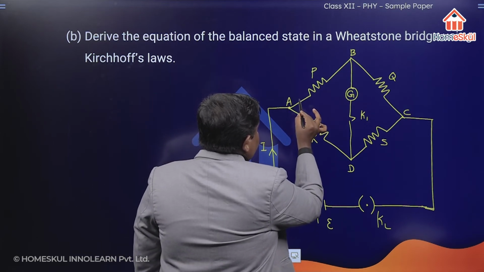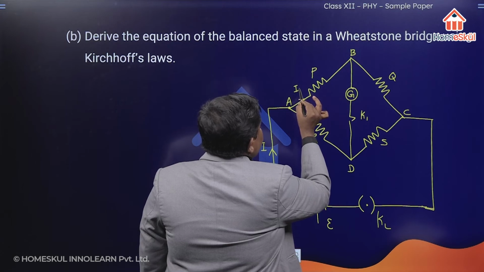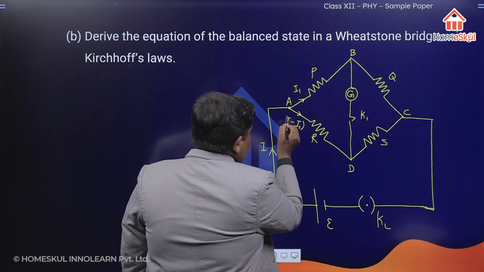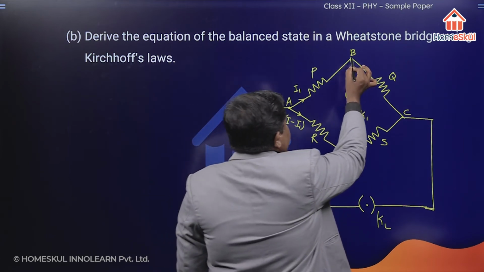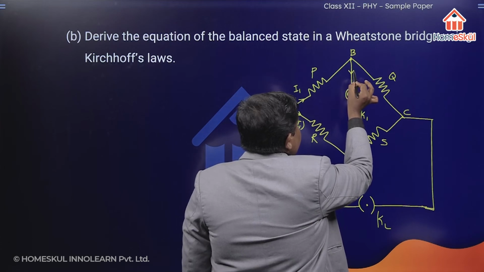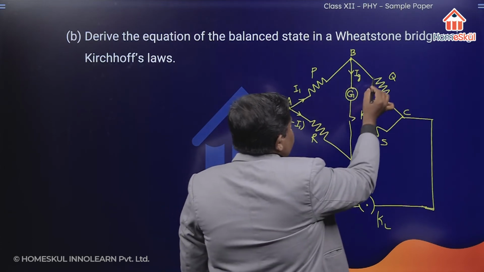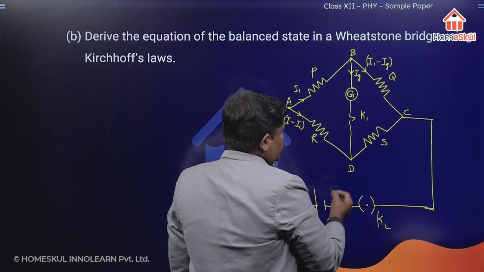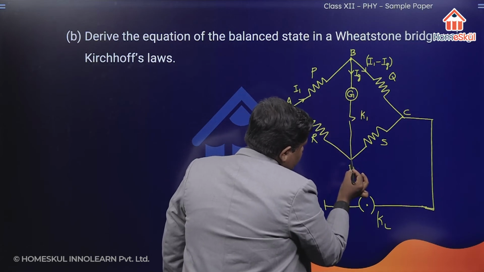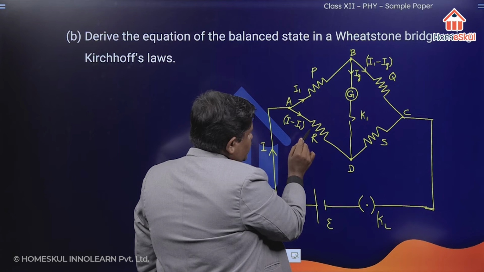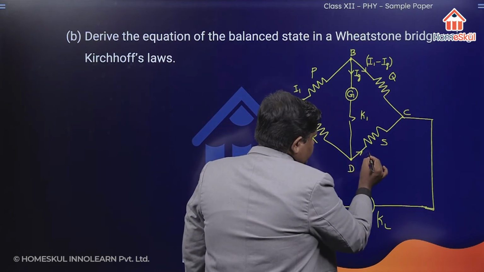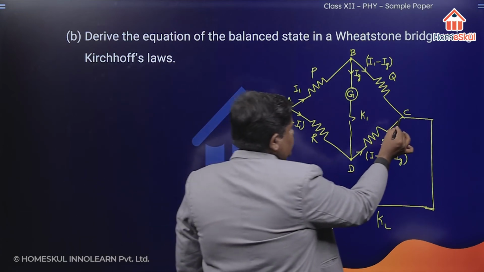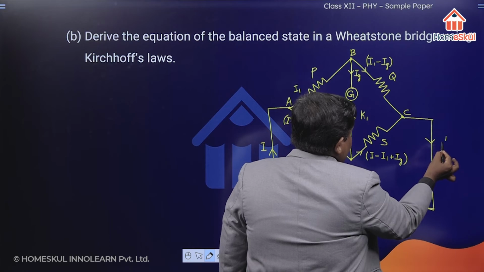At this junction, let I1 be the current flowing through P, and the remaining current, that is I minus I1, will be the current flowing through R. Then at this junction, again I1 is divided into 2: one current, Ig, is flowing through the galvanometer, and the remaining current, that is I1 minus Ig, flows through Q. Then here the current Ig and the current I minus I1 will meet, and flow as I minus I1 plus Ig through S. Then at this junction both the currents will meet and flow as I.